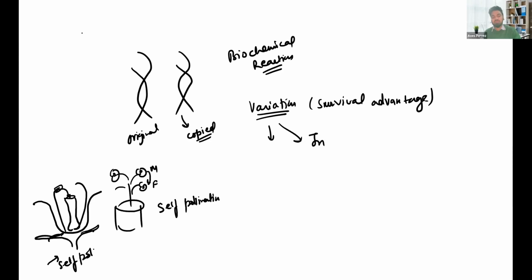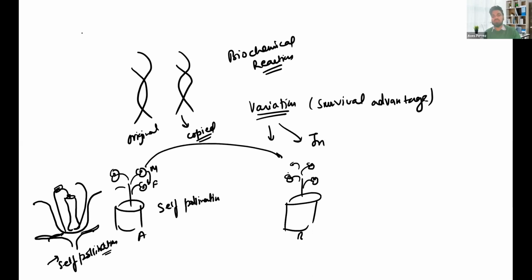Self pollination means that the plant is not changing. If the plant is changed, if this is plant A and this is plant B, and it is transferred from here to here, then it is cross pollination. You understood? Cross pollination.